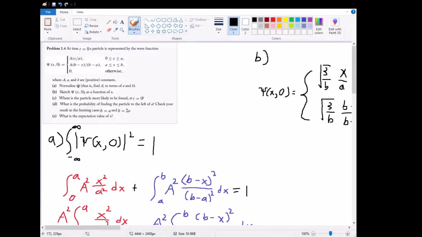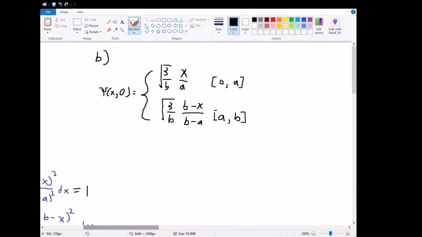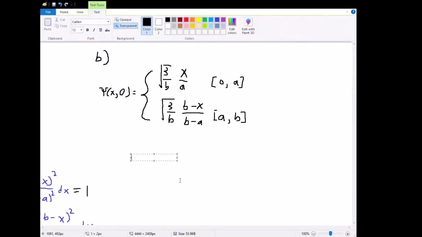Now, for part B, our next job is to sketch our wave function psi of x comma 0 as a function of x. I've written out our piecewise function in terms of A. I've left out the 0 component, which is outside of our intervals of interest, because we don't particularly care about areas where the psi function has a probability density of 0. We now want to plot this onto a graph. One way to know what the graph is supposed to look like just by looking at our equations is to recognize that a and b are constants.